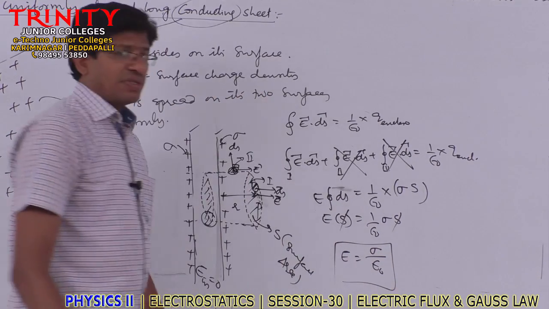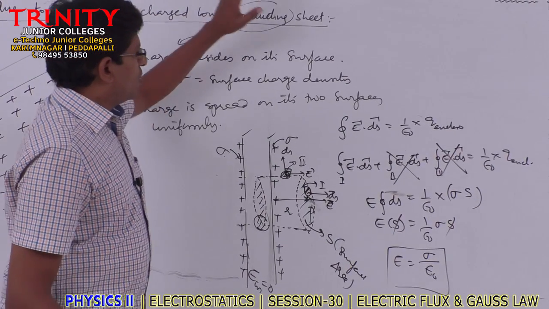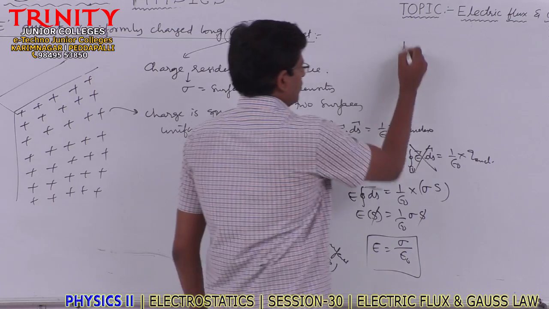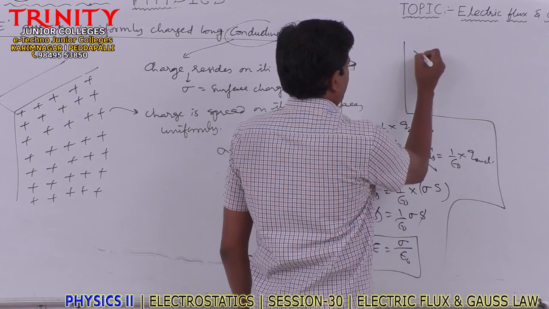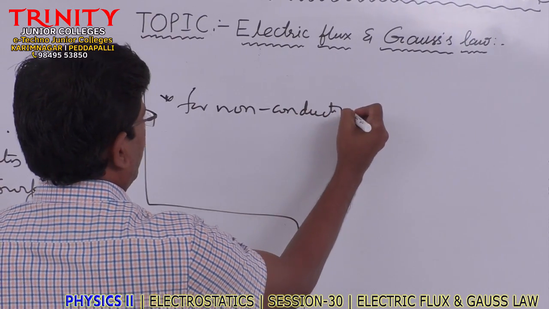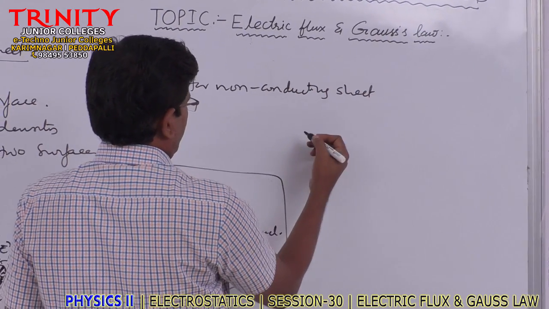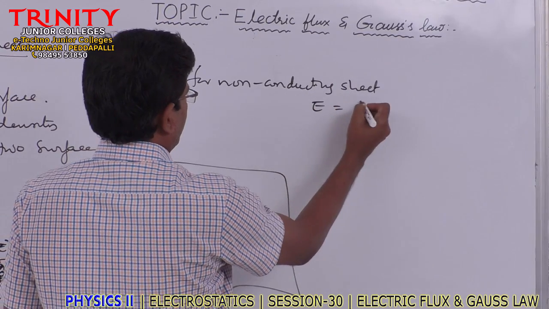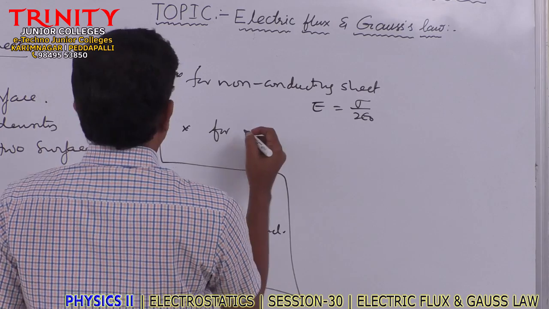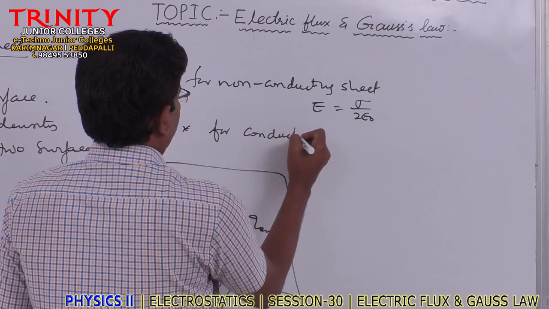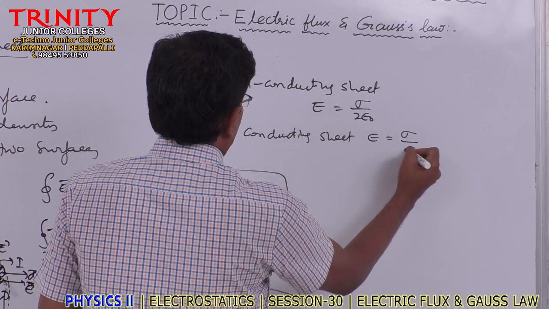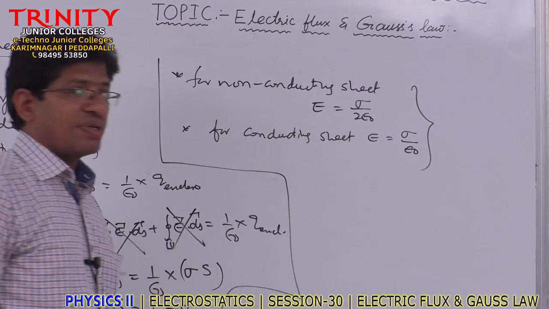See the difference. Now you compare the difference for the non-conducting sheet and conducting sheet. Let me write the two results here, so that you don't make any mistake in applying them in numerical problems. For non-conducting sheet, E equal to what? Sigma by 2 epsilon. For conducting sheet, what you will get is E equal to sigma by epsilon. These results are important here.